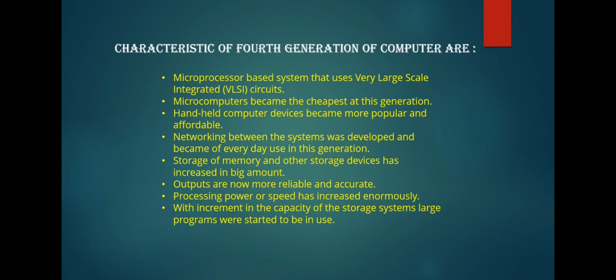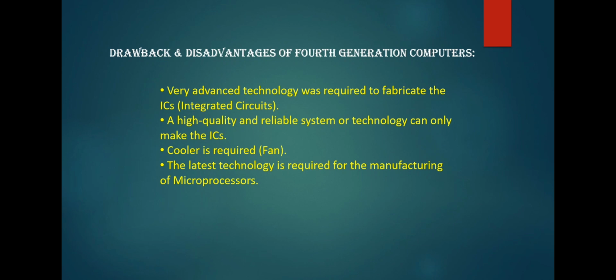Processing power increased enormously, as well as large programs came into use with the increase in storage capacity. Now, the drawbacks of the fourth generation of computers: very advanced technology was required to fabricate the ICs. Only high quality and reliable systems or technology can make ICs. Cooler and fan was required. And thus we conclude it.